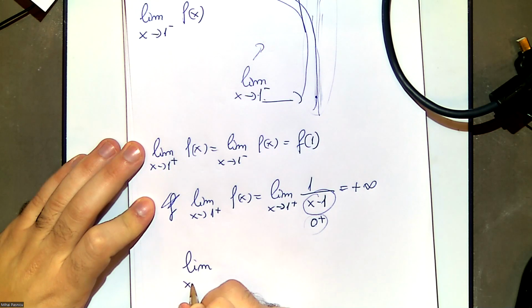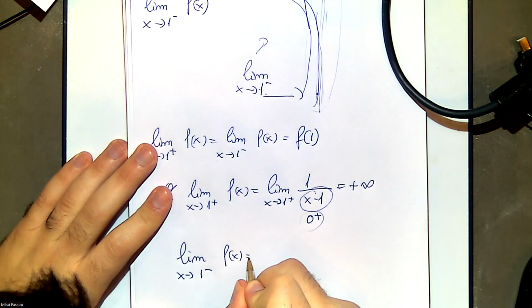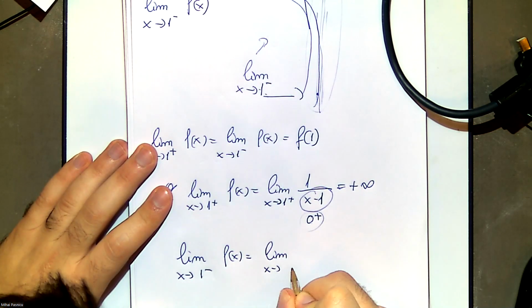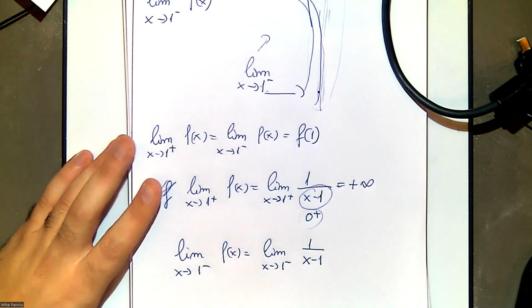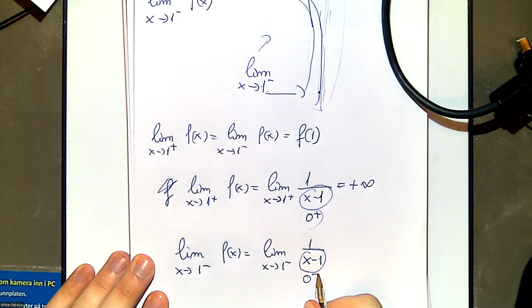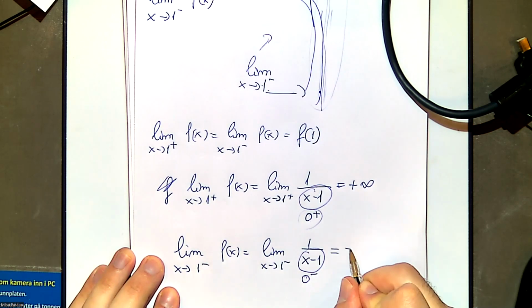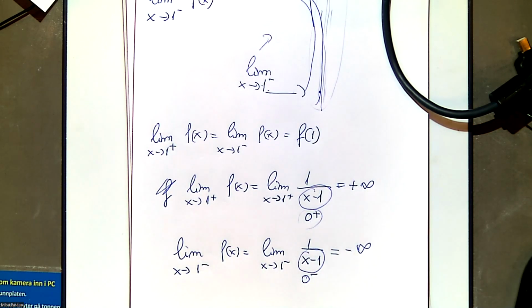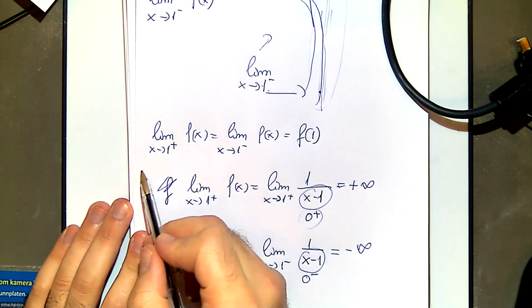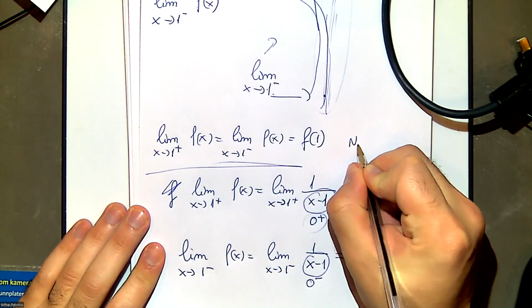Now, the opposite limit, when x goes to 1 from the negative side, of f of x, is just 1 over x minus 1. And now kind of the same logic appears. This still goes to 0, but it's just from the negative side. So instead of being 0.0001, it's minus 0.0001. So this just becomes minus infinity. Obviously, in this case, these limits are not equal, so there's no chance that this is continuous. So not continuous.